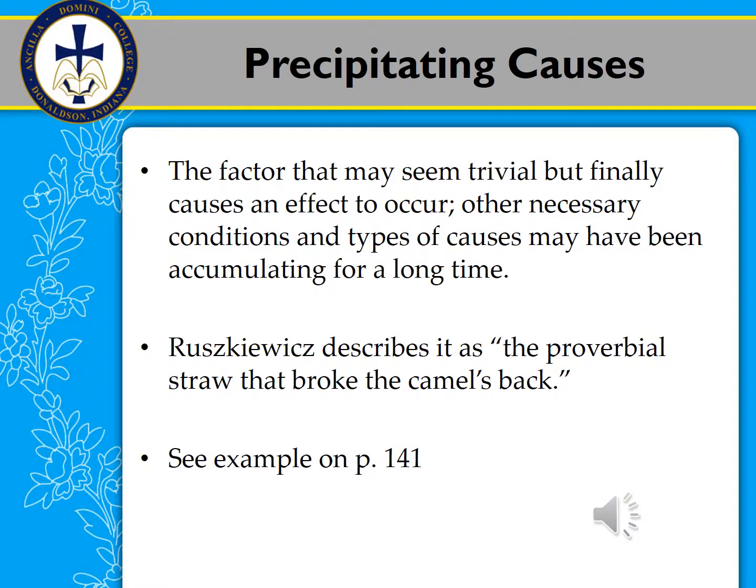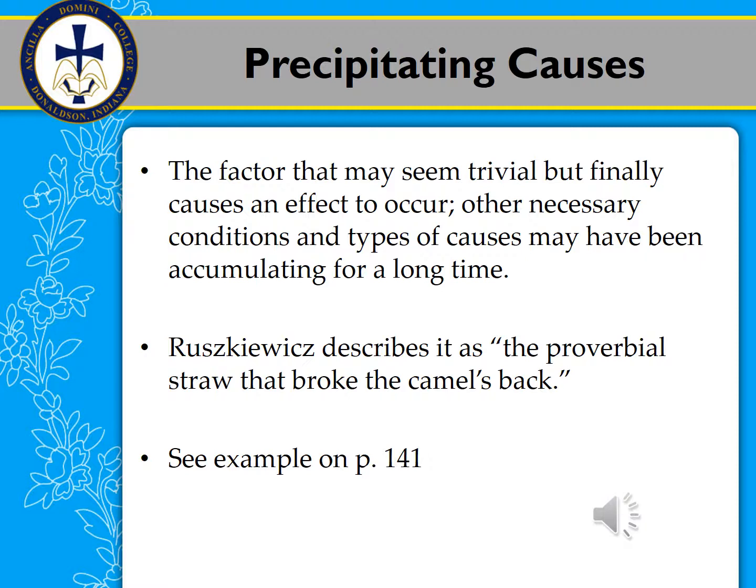Another type of cause might be a precipitating cause. And this is where maybe a cause would seem trivial or small, but it causes an effect to occur. Other necessary conditions and types of causes may have been accumulating for a long time. So we could describe it as the proverbial straw that broke the camel's back, if we're familiar with that saying, that a camel might be carrying a heavy load and it's just about to collapse, but you put one more piece of straw, and even though that little piece of straw doesn't seem like it would be much, it's just enough to break the camel's back.